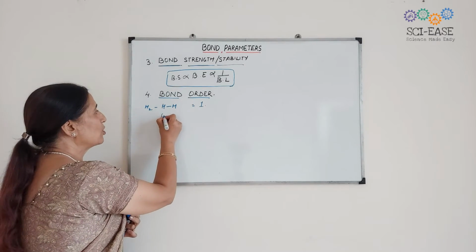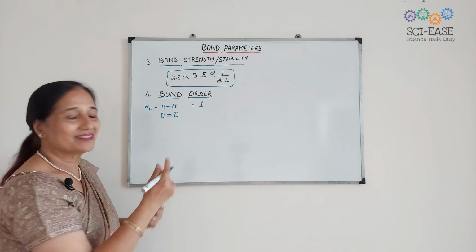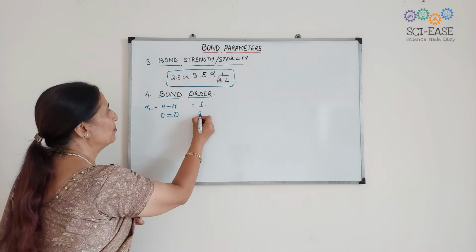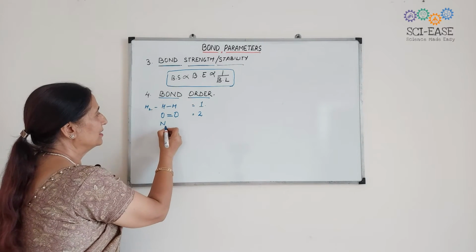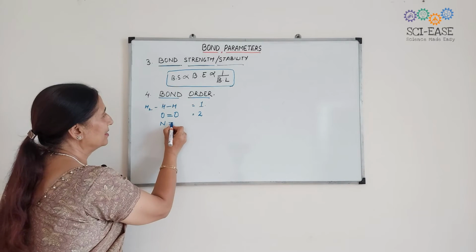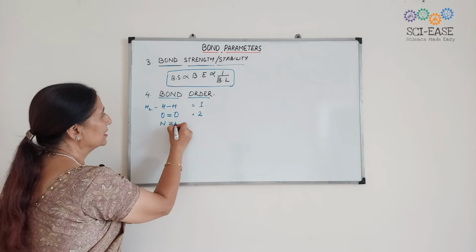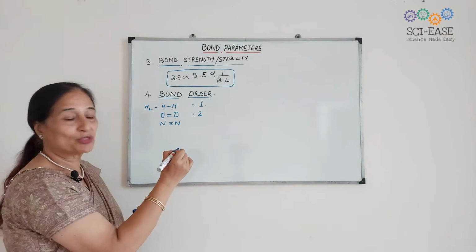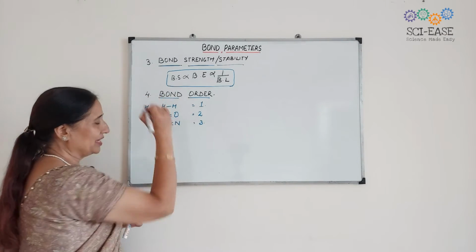Now take the case of oxygen. How many bonds? 2 bonds. So bond order will be 2. In case of nitrogen, there are 3 bonds between the 2 atoms of nitrogen. So here the bond order is 3.